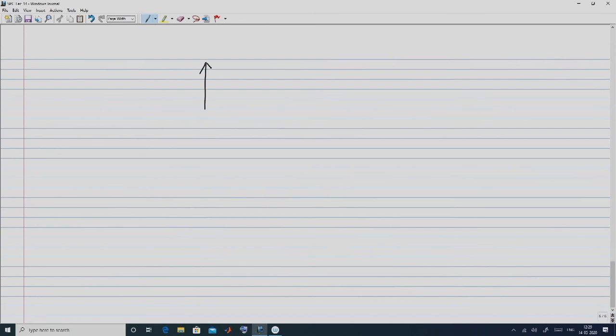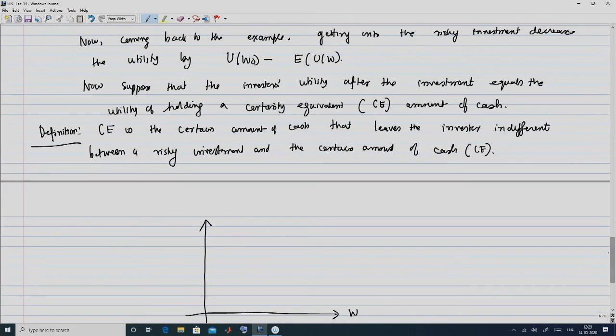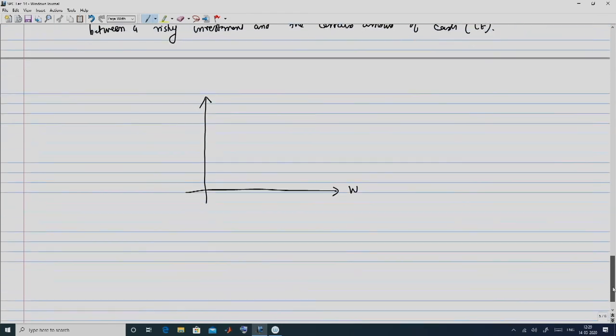So, we will revisit the graphical interpretation of this. So, you have W, and I just want to add one more thing. Here this means that you will have E of U W is equal to U of CE. So, this gives the definition of certainty equivalent.